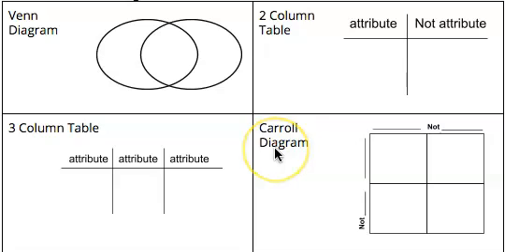And finally, we did plenty of Carroll diagrams. Again, attribute, non-attribute, attribute, and not attribute. And then we placed in the quadrants the polygon that applies to that situation. You're going to use these sorting tools for today's task. Let's go over the task.